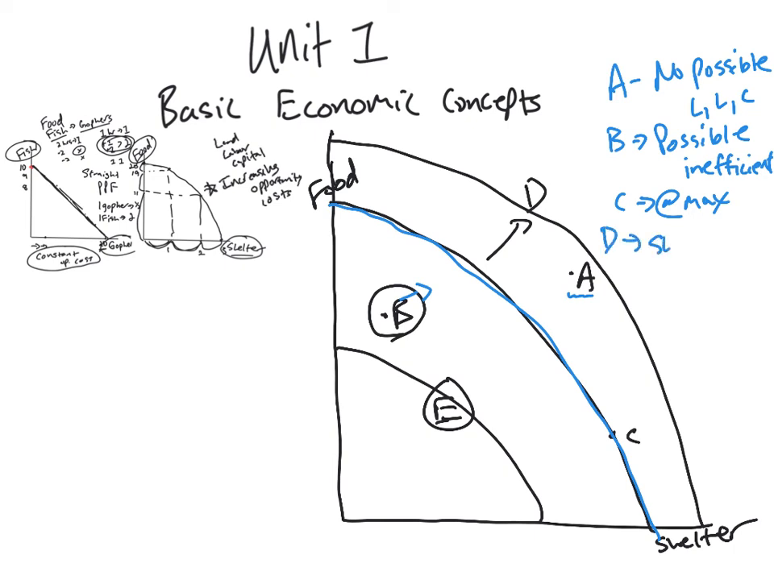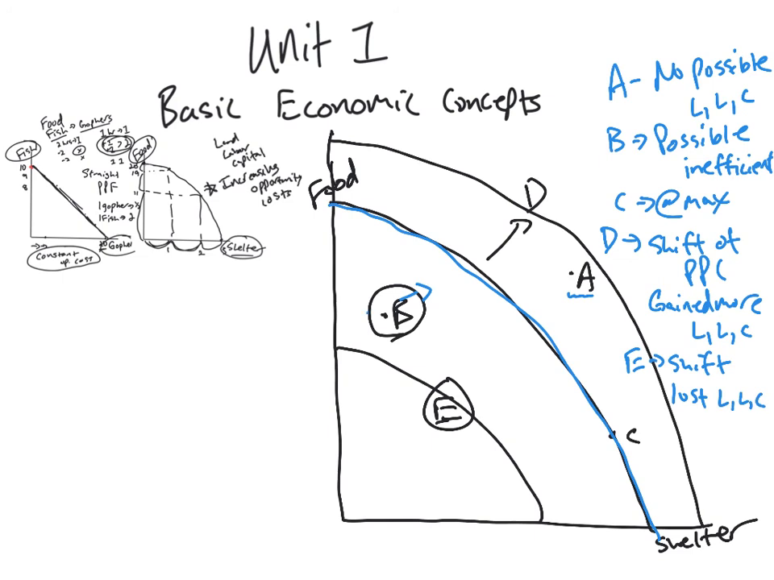D, that's a shift of the PPC or PPF. It shifts the whole thing outward. Why would that take place? That's the main one here. Because we gained more land, labor, or capital. Something made more possibilities in all scenarios of food and shelter. And then let's see, E. What would be E? So E is a shift as well. Why? Because we lost land, labor, and capital.